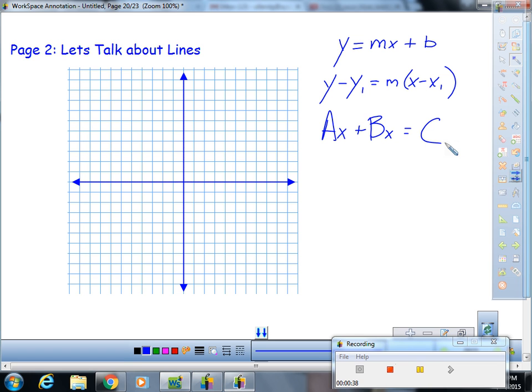Let's use the most common one. Let's think about the line y equals negative 2x plus 6. Okay, well, if I put in a 0, I get a 6.